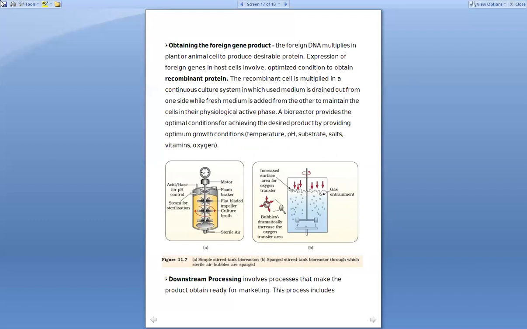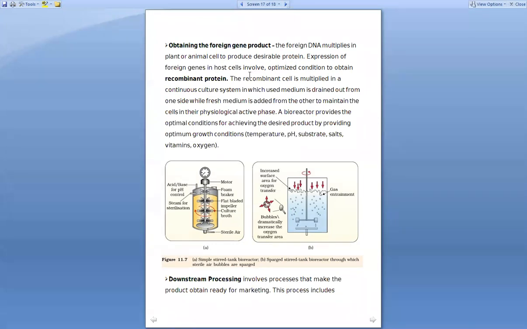Next is obtaining the foreign gene product, right? So we cut the DNA, we inserted it into the competent host, we did the polymerase chain reaction, right? Then we have already inserted it into the host cell. Now what we are expecting is the gene product. Whatever gene of interest you have incorporated inside it, you are now expecting the particular product of that gene. So the foreign DNA multiplies in the plant or animal cell to produce the desirable protein.